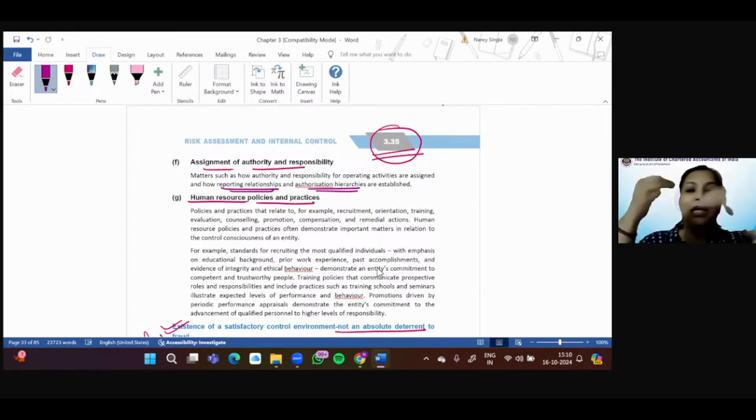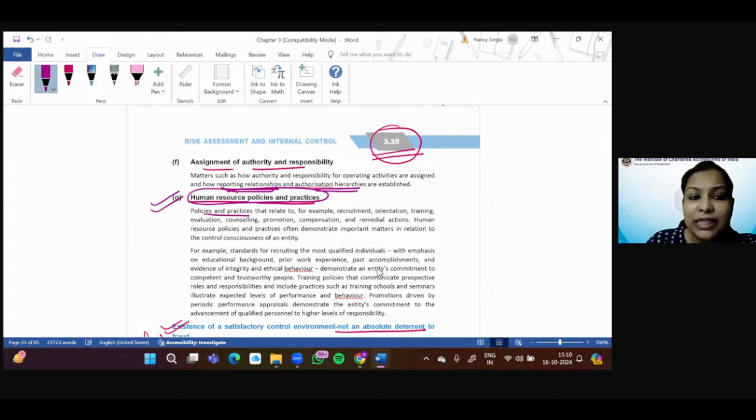See, if there is a balance between authority and responsibility, chances are that employees will not resort to any collusion, or they will not override the internal controls, right? So there needs to be a balance between authority and responsibility. And last but not the least is human resource policies and practices. See, a very important element of control environment, the policies and practices.